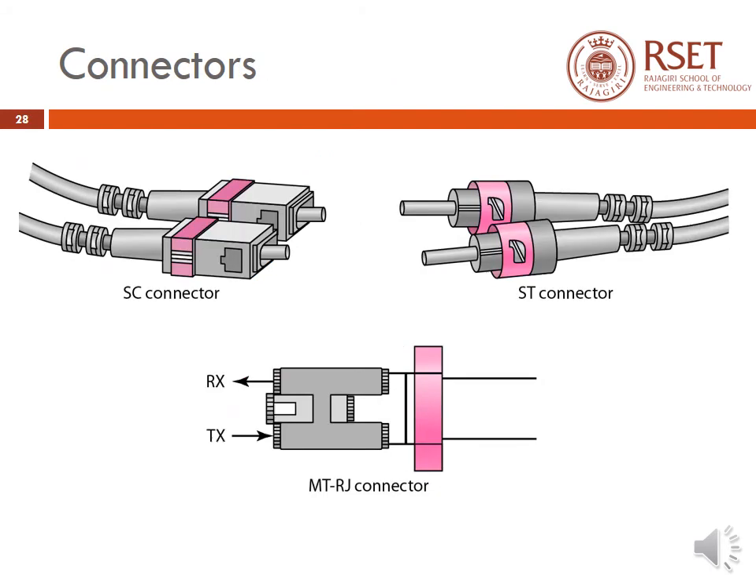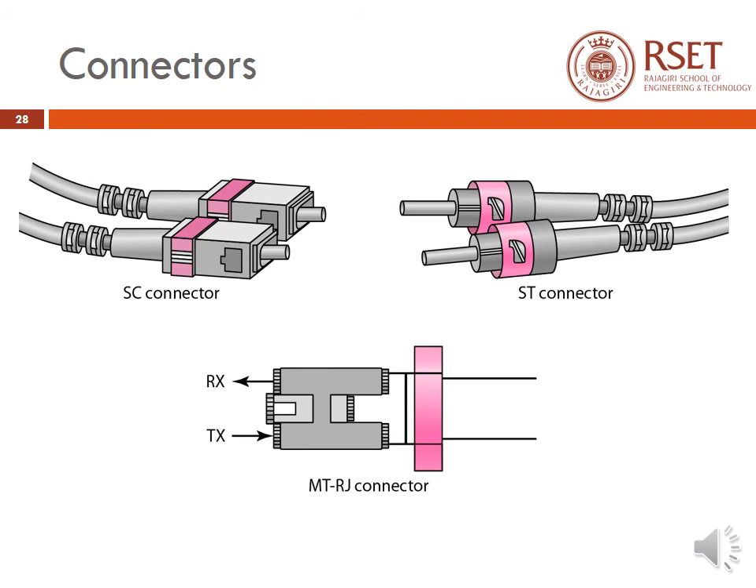There are three types of connectors used for fiber optic cables. As you can see in this diagram, they are the SC connector or subscriber channel connector, which is used for cable TVs, and it uses a push or pull locking system. The next one is the ST connector or the straight tip connector, which is used for connecting cable to networking devices. It uses a bayonet locking system or BNC locking system and is more reliable than SC.